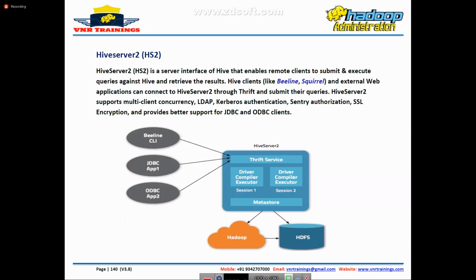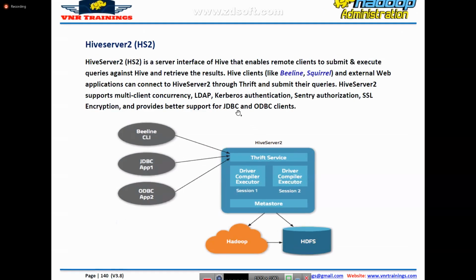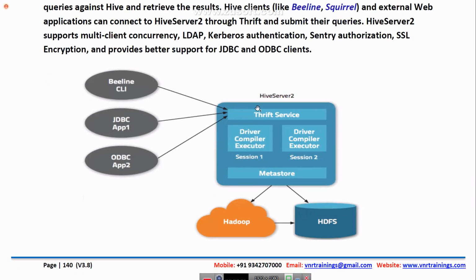Hive clients like Beeline, Squirrel, and external web applications can connect to Hive server 2 through Thrift and submit their queries. Here, among the components of Hive server 2, you have something called the Thrift service. If you take the entire Hive server 2 as a house, the Thrift service is the entry point, the main door. When anybody submits a query, it will hit Hive server 2, and inside Hive server 2 it will hit the main door, which is the Thrift service. Now for every query you have a session ID.